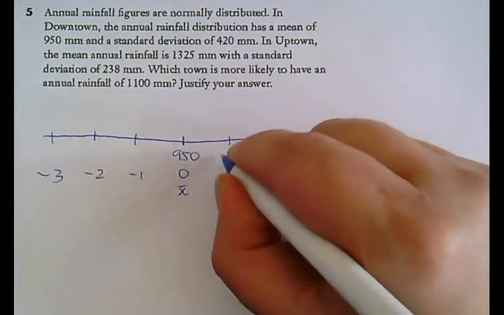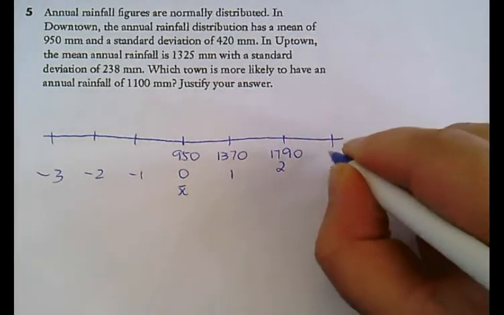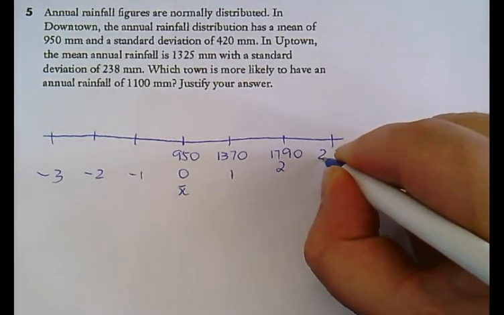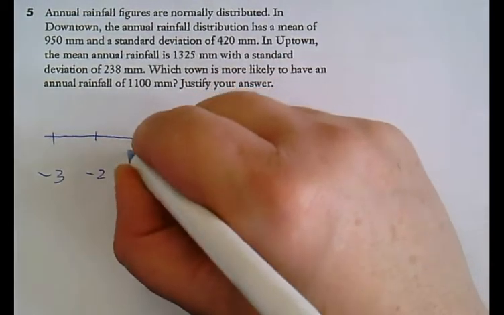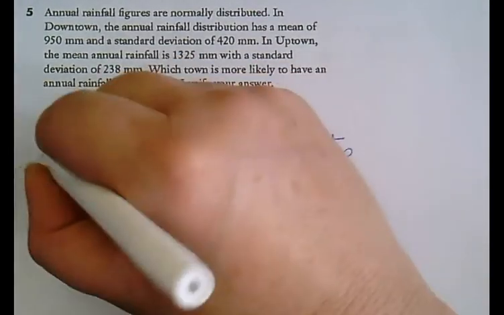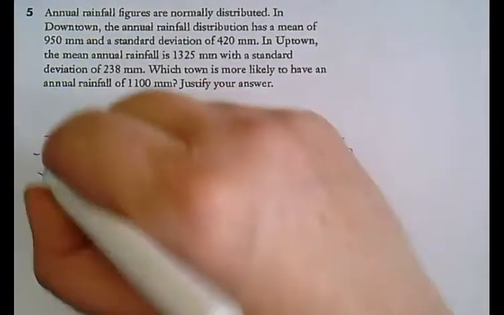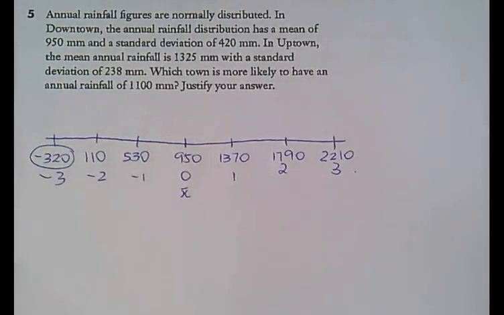So what's 420 added onto 950? 1370. Add 420, 1790. Add 420, 2210. Subtract 420, we get 530. Subtract again, 110. This is negative. Now, you can't have negative rainfall. I'm just going to circle that one. You can't have negative rainfall, all right? But that's just how the figures turned out.